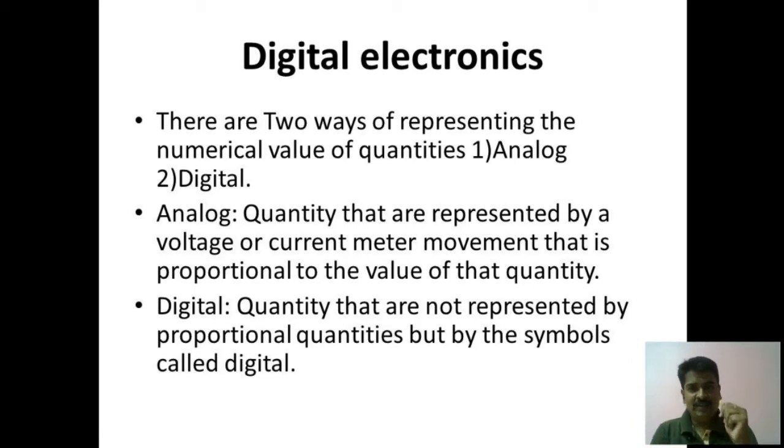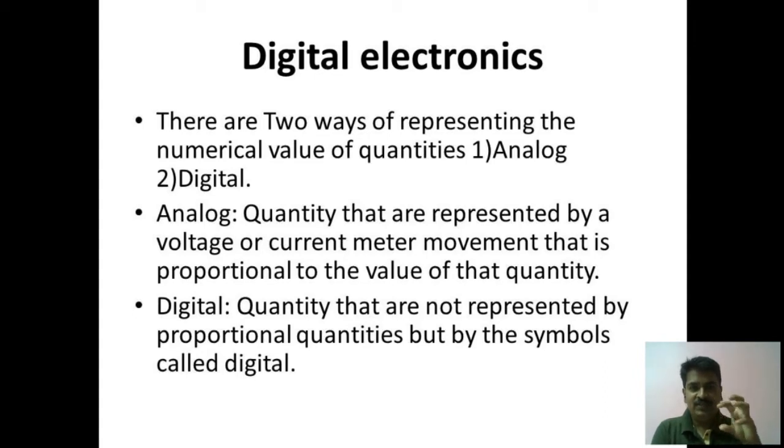In the analog method, the quantity is represented by a voltage or a current meter movement that is proportional to the value of the quantity. I can give you an example of analog measurement. You have seen the wall clock. The wall clock has a needle, and the time is proportional to the movement of that needle.